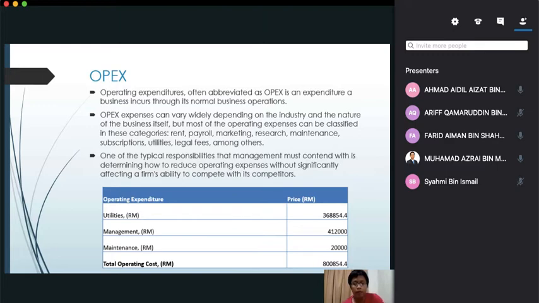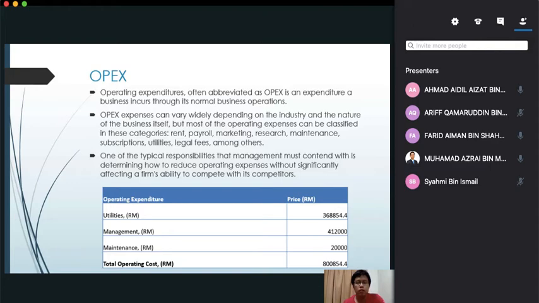OPEX is one of the typical responsibilities that management must contend with, determining how to reduce the operating expenses without significantly affecting a firm's ability to compete with its competitors. For the upcoming slide, I will focus on the utilities and management for OPEX for this project.